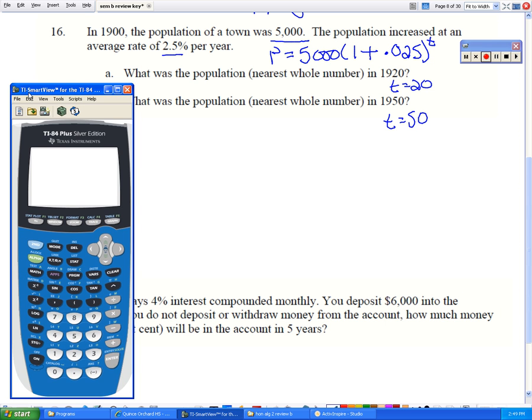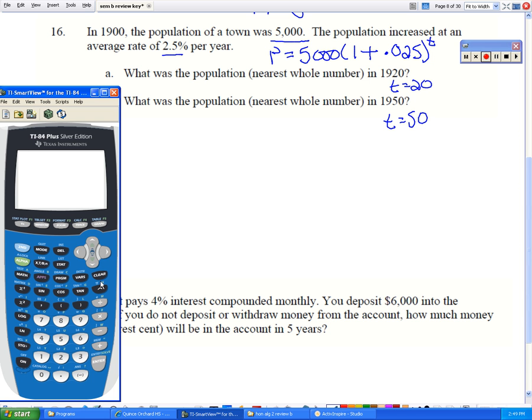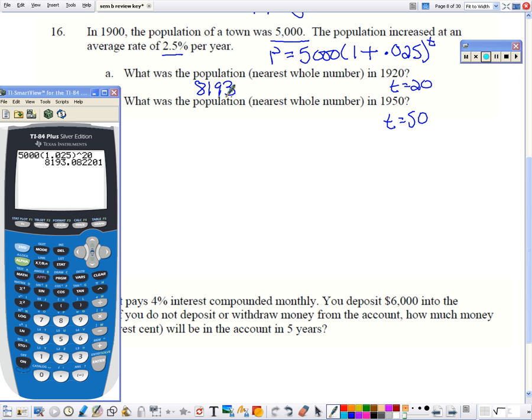So here we're going to use our calculator. 5,000 times 1.025 to the 20. And it says to the nearest whole number, so that is 8,193.